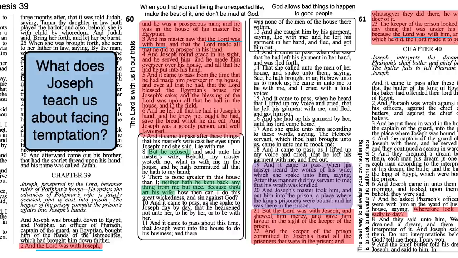Then, more importantly, Joseph adds somebody else that he's concerned about offending. "How then can I do this great wickedness and sin against God?" Joseph also considers offending God in his decision. He says, I don't want to offend my Father in heaven. He's responsible for all that I have and am. I don't want to betray my faith in him.